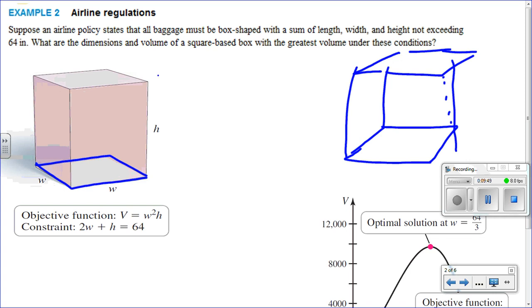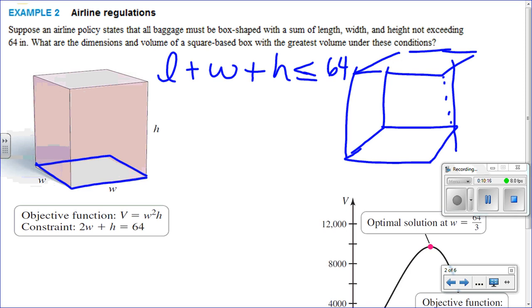So if we were to add the length plus the width plus the height, it will not exceed, so less than, could it be equals 64? Yes, it just can't be bigger than 64. What are the dimensions and volume of a square-based box with the greatest volume under this condition?